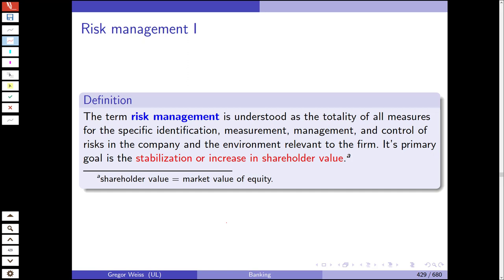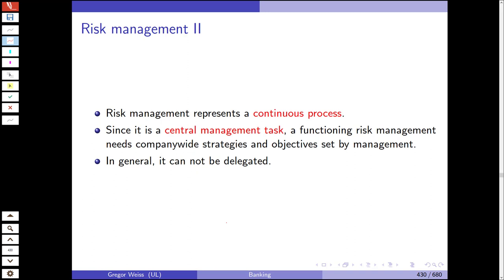If it's not about shareholder value, you have some misalignment of your incentives in your company, and obviously misaligned incentives for management. So stabilize and ideally increase shareholder value, usually understood as the market value of equity. Now, risk management is a continuous process. It's not something you do once at the start of the company's life cycle, but it's done continuously every day, especially in a bank. It's a central management task. That means it cannot be delegated.